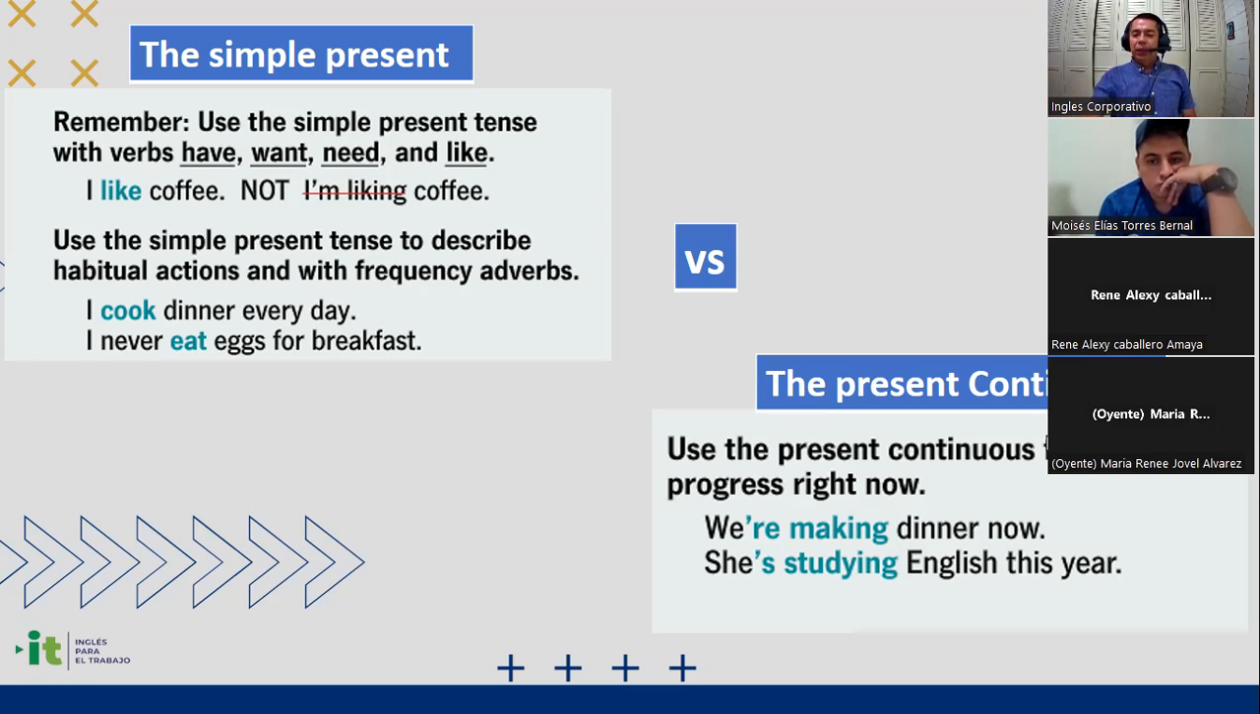Okay. So we have this example. We're making dinner in this moment, making dinner. We are studying English. She's studying English, right? This year. So it's ongoing, progressive, continuous, right? And we use expressions like right now, in this moment. Okay, in the present, right? So to describe this progressive event, right? This is the difference.